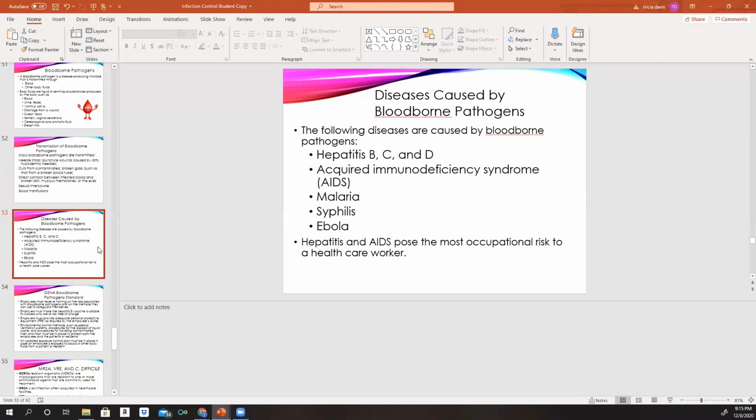Some of the diseases that are caused by bloodborne pathogens are hepatitis B, hepatitis C, and hepatitis D. You have acquired immunodeficiency syndrome, which is AIDS, malaria, syphilis, and then Ebola. And hepatitis and AIDS pose the most occupational risk to healthcare workers, so keep that in mind.